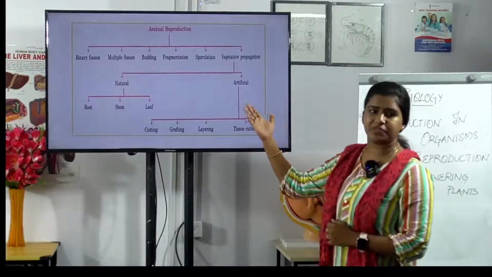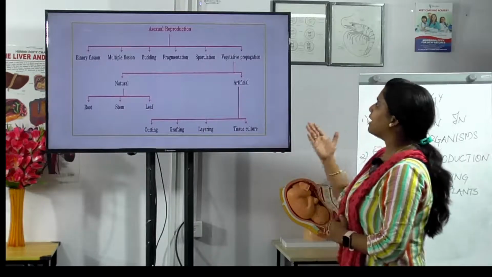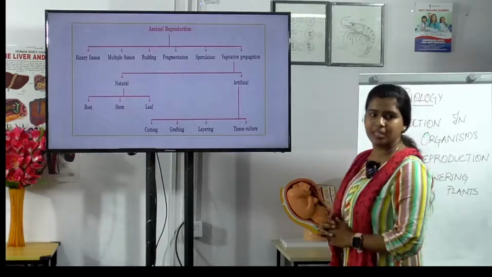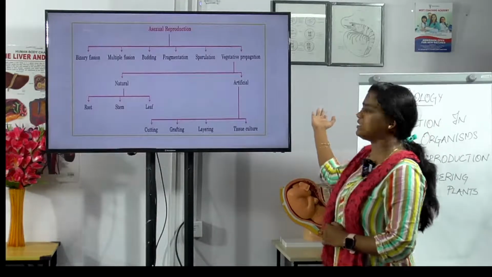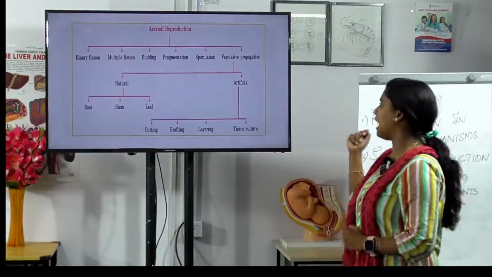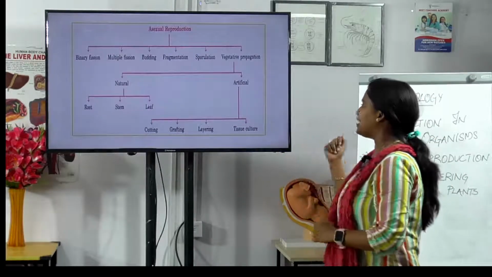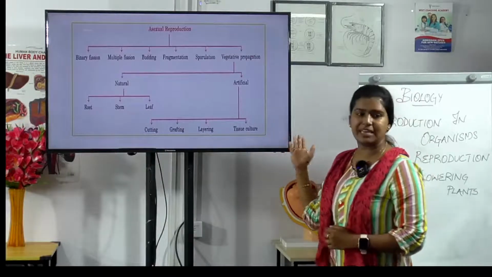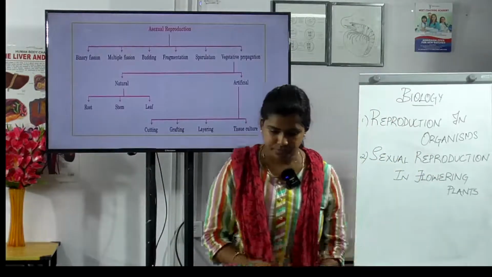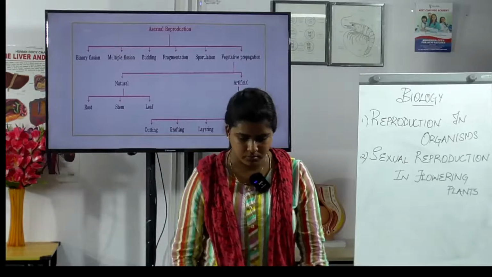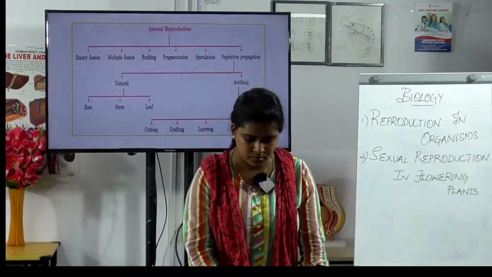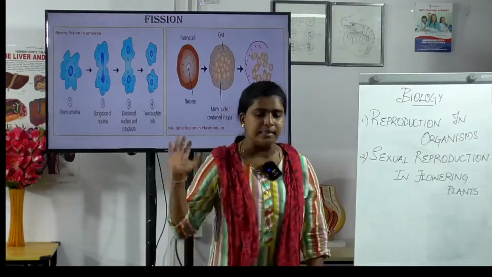The first is binary fission, multiple fission, then budding, fragmentation, sporulation, and then vegetative propagation, which is divided into two, that is natural and artificial. Natural is based on root, stem and leaf, whereas artificial has cutting, grafting, layering and tissue culture. This is binary fission.